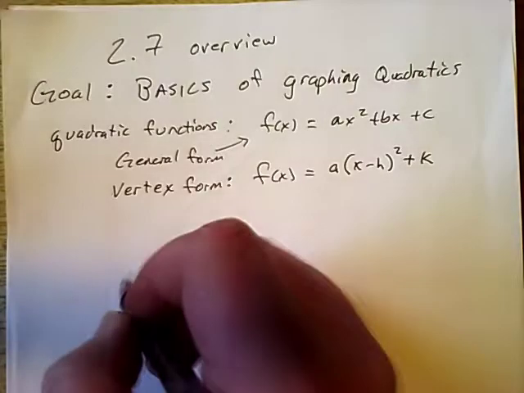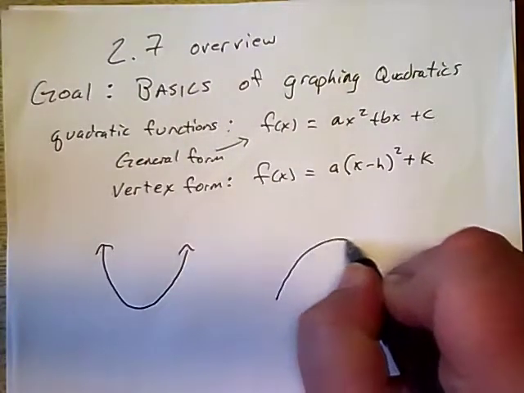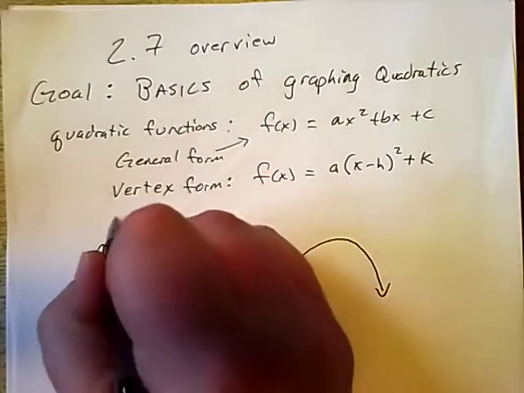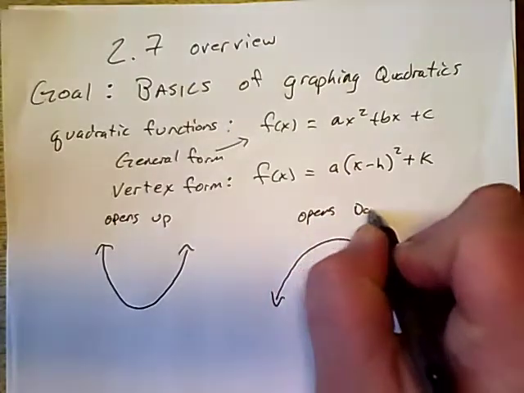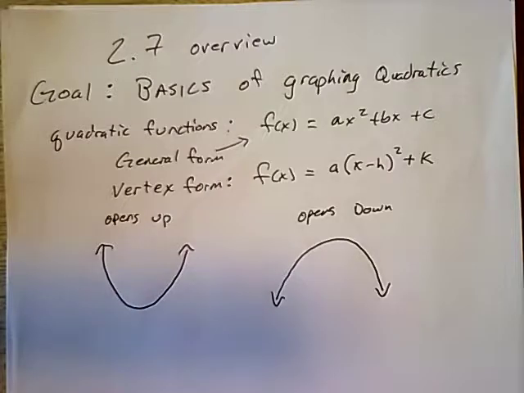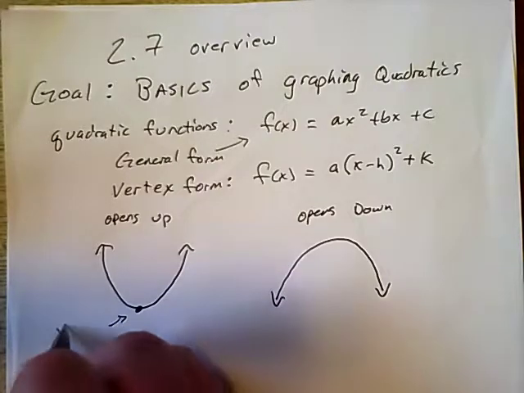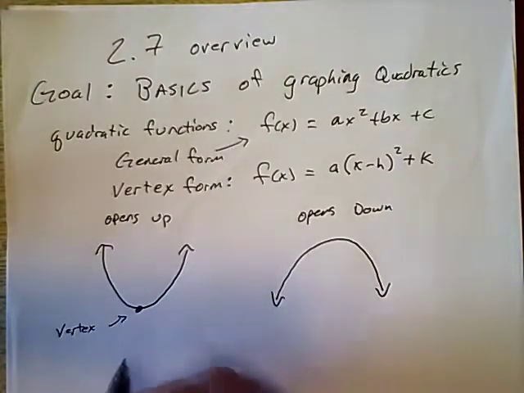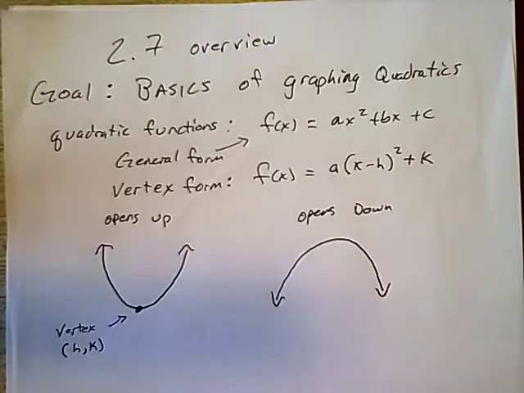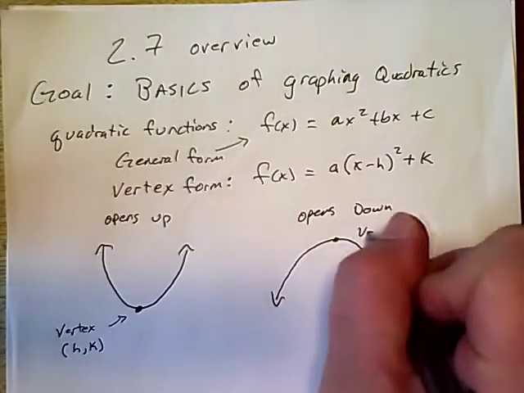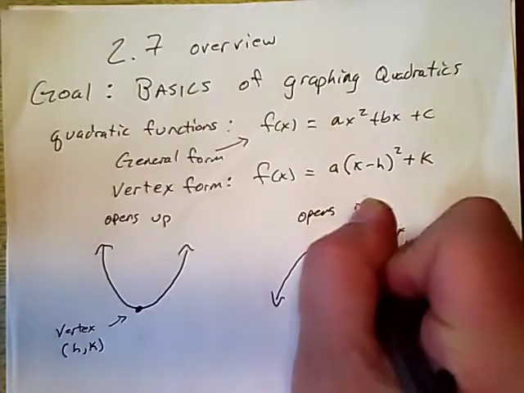The shape of the graph is either going to be opening up or it's going to open down. So this one opens up, this one opens down. And there are some key characteristics with each one of these. This point way down here is called the vertex. And it's always going to be a coordinate point, x comma y. It's always going to be the point h comma k. And over here we have a vertex in the form of h comma k. That's our vertex there.